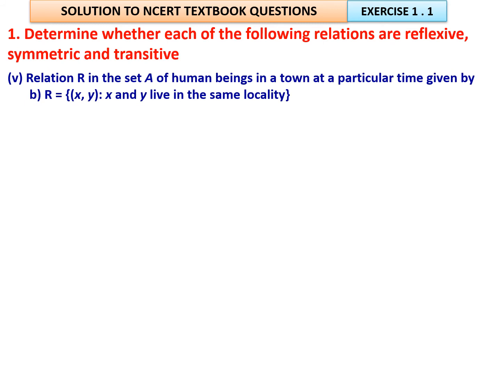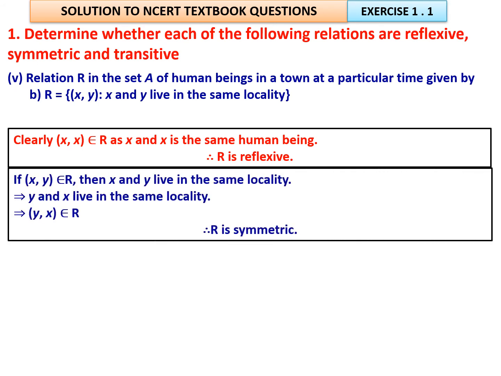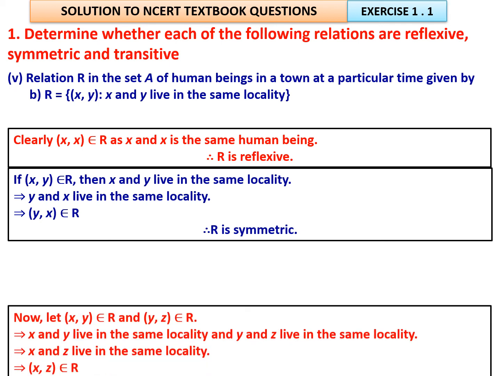They live in the same locality. Let us see what will happen to it. They live in the same locality. Therefore, x and x live in the same locality, so it is reflexive. If x and y are in the same locality, then y and x also are in the same locality. So y comma x belongs to R, therefore R is symmetric.